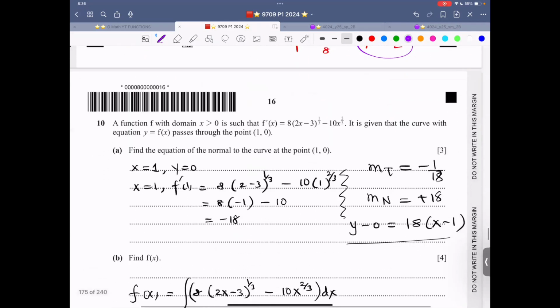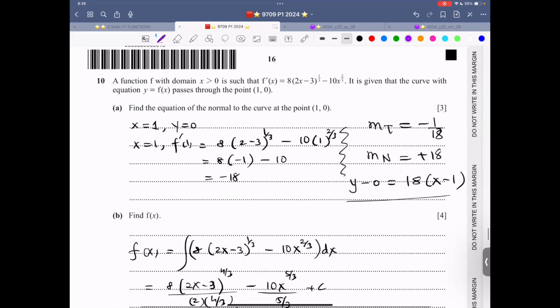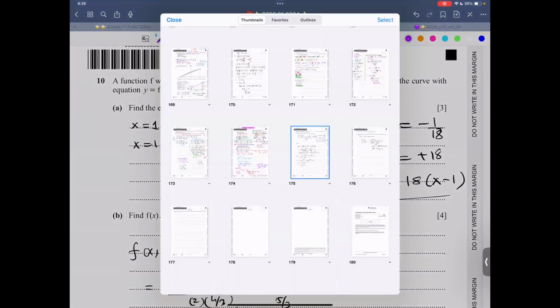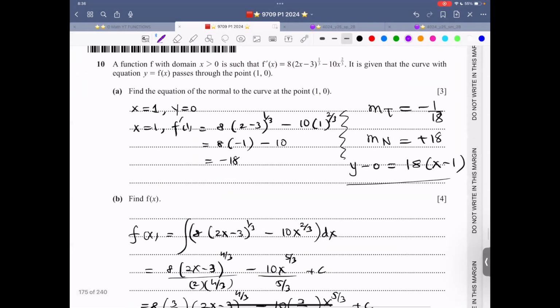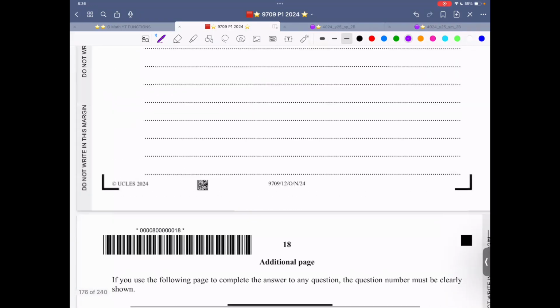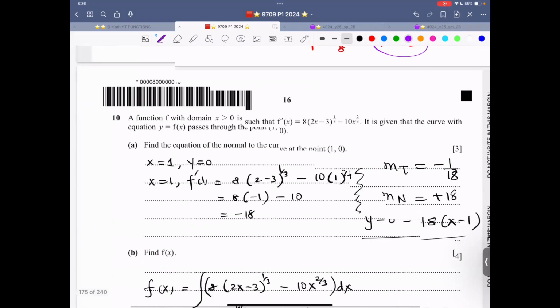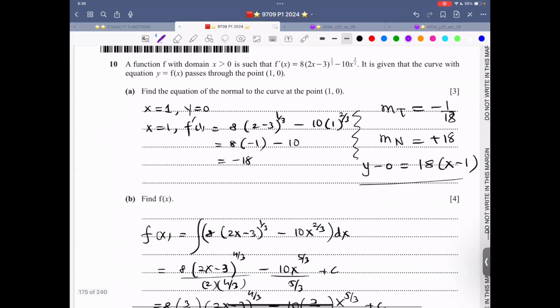This thing is done. Now let's see, are there 10 questions or 11? Thank goodness, there is only this 10th question. Yes. So now let's solve this one, the last one. And then it says, what does it say? It says a function f with domain x greater than 0 is such that f prime x is such and such.